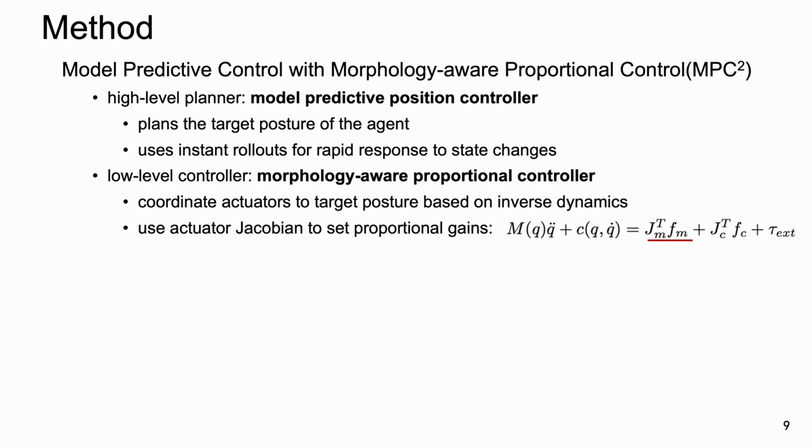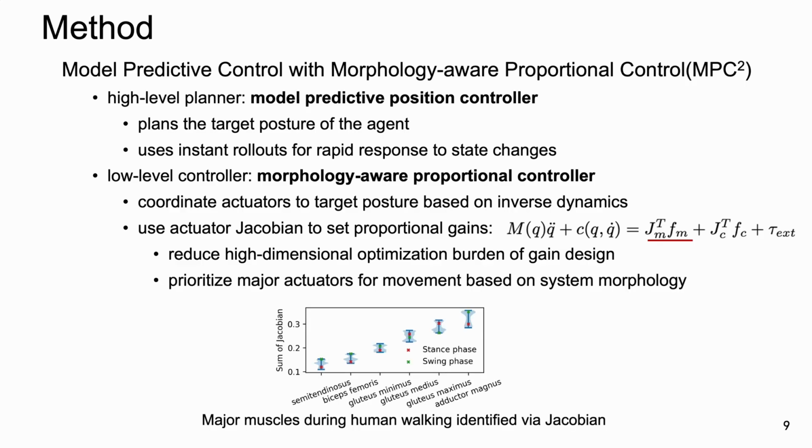In this way, we can reduce the high-dimensional optimization burden of gain design and prioritize major actuators for movement based on system morphology. Using the actuator Jacobian, we can successfully identify major muscles during human walking.